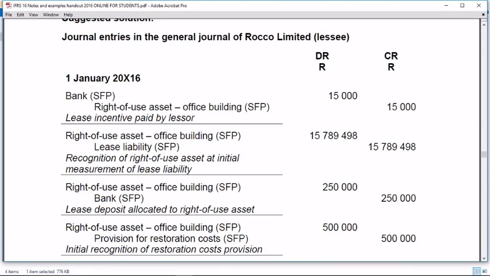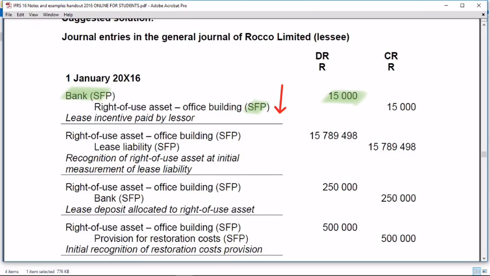The first journal entry relates to the lease incentive paid by the lessor. The lessor paid an amount of $15,000 to Rocco Limited, and because the amount was already paid, bank was debited and the right of use asset was reduced by the 15,000 rand. Please note the appropriate journal entries: right of use asset, office building, and always remember to indicate the relevant section of the financial statements influenced by the journal entry.